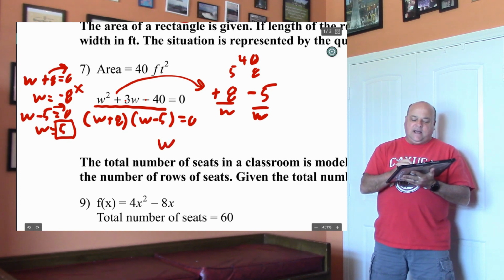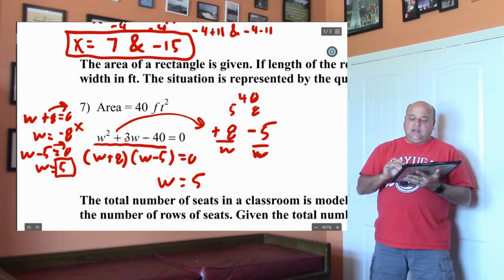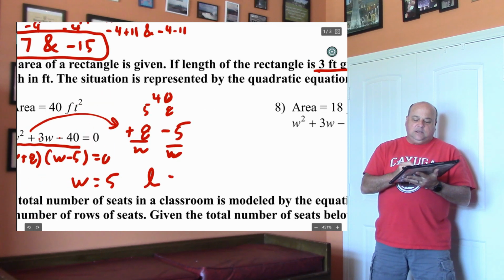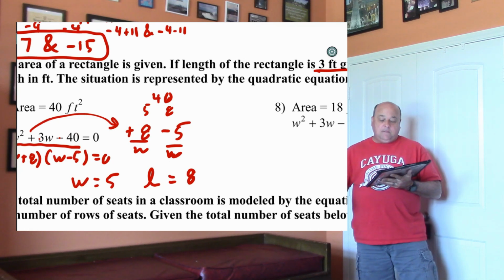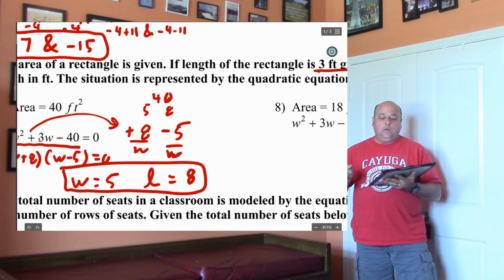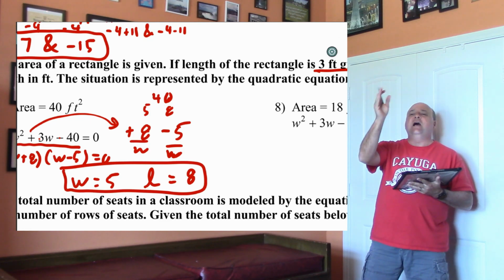My width is 5. And then it says the length is 3 foot greater. So my length is what's 5 plus 3? It's 8, right? And 5 times 8 gives me my area of 40, doesn't it? So this right here would be the length and the width, okay? Piece of cake.